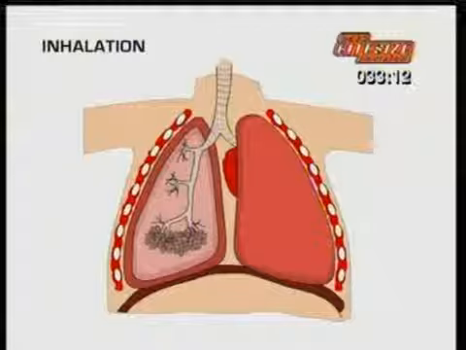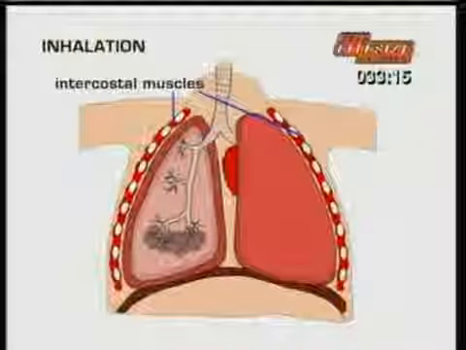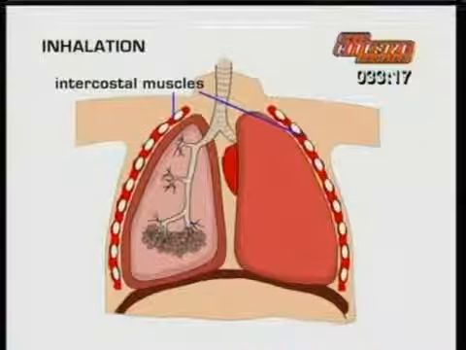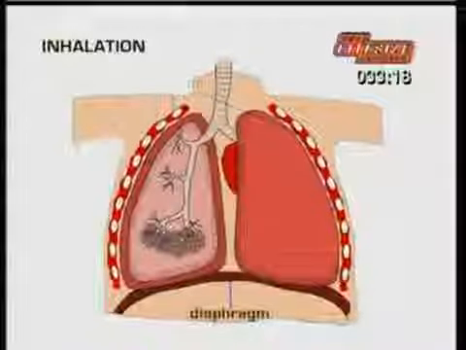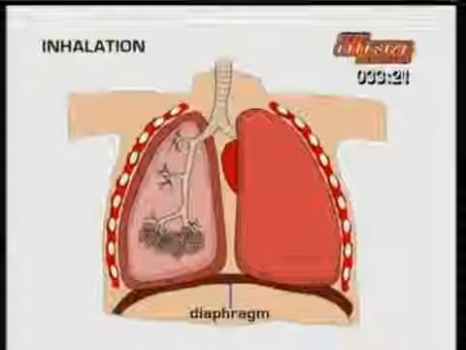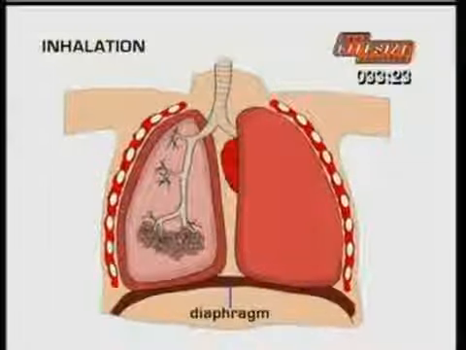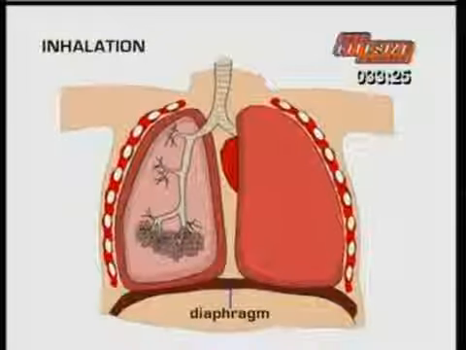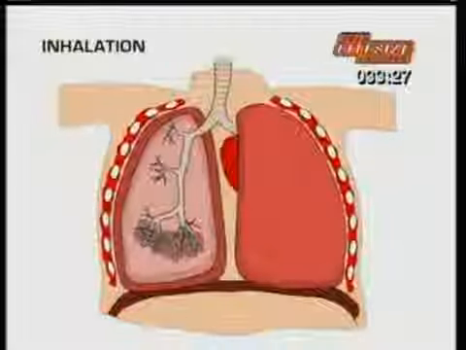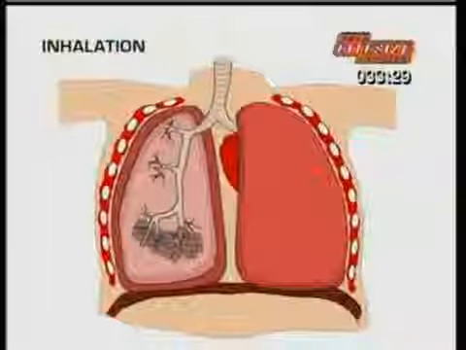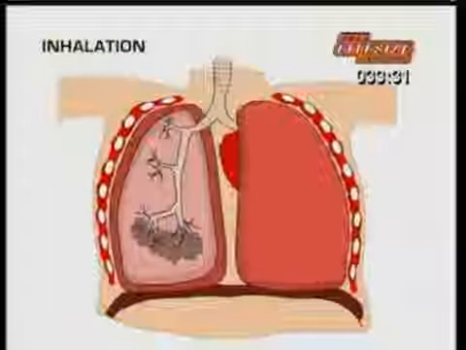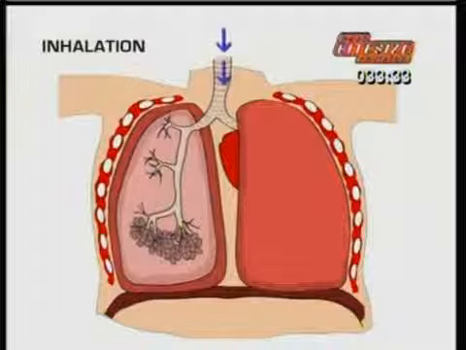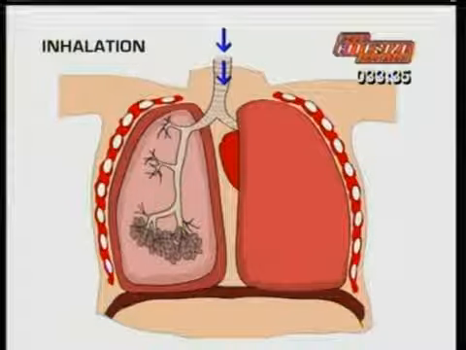During inhalation, or breathing in, the intercostal muscles move the ribcage upwards and outwards. The diaphragm contracts and becomes flatter and less dome-shaped. That increases the volume inside the thorax, that's the chest cavity, making the pressure inside lower than the atmospheric pressure outside. That makes air rush into the lungs.